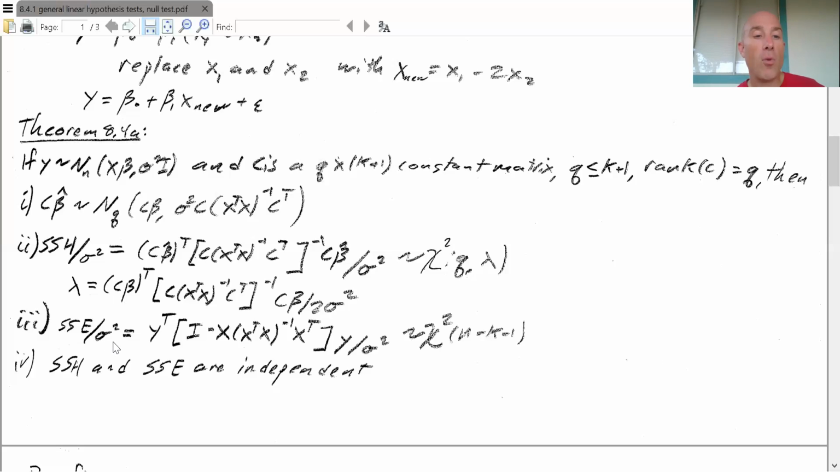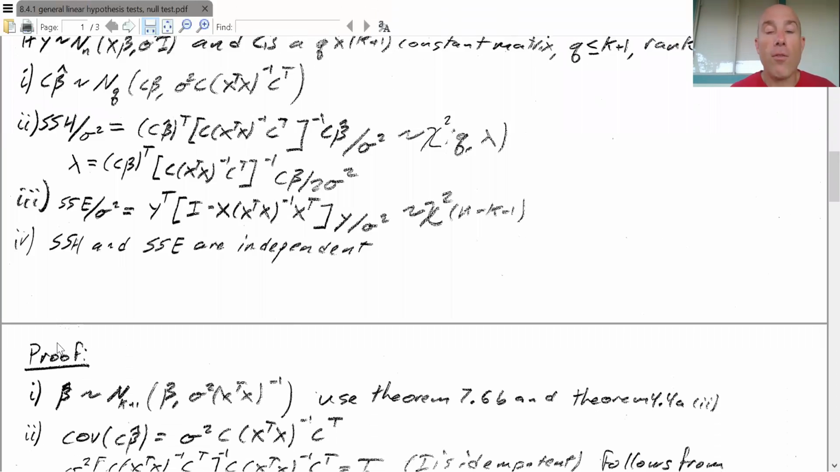Then if we look at our sum of squares error, we're going to have y transpose and y on each side, and then I minus the hat matrix divided by sigma squared. And this is going to be chi-squared distributed with n minus k minus 1 degrees of freedom and 0 non-centrality parameter. But wait, there's more, because these are going to be independent of each other.